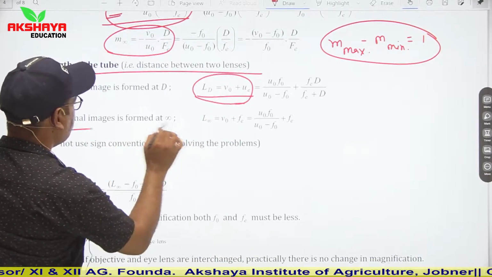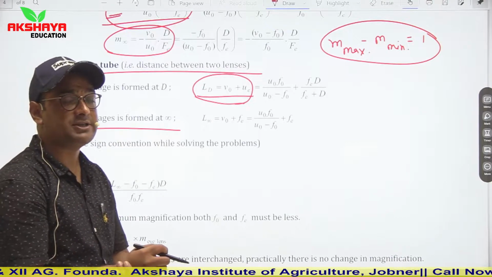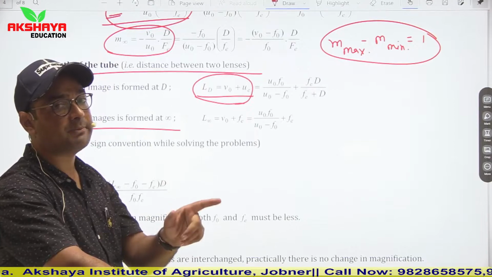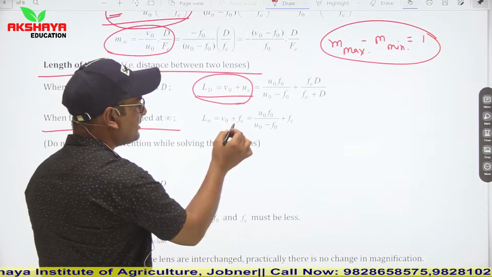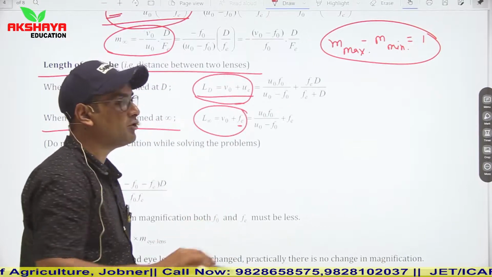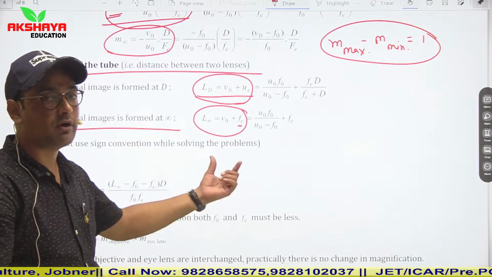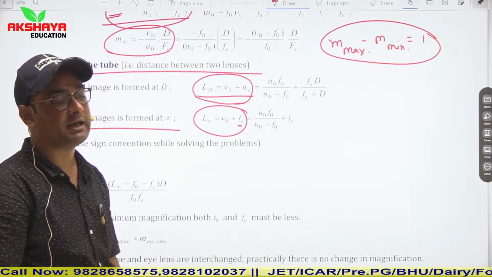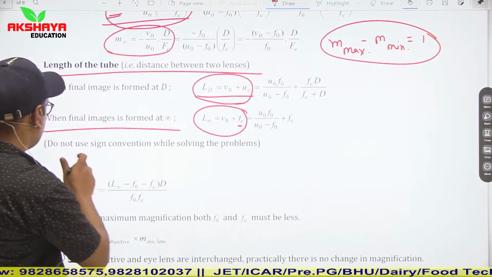When the final image is formed at infinity, it means the object was at the focus of the eyepiece. It means UE now becomes equal to FE, and in this situation this relation will be VO plus FE. So VO is the distance of the image formed by the objective, plus FE means the focal length of the eye lens.